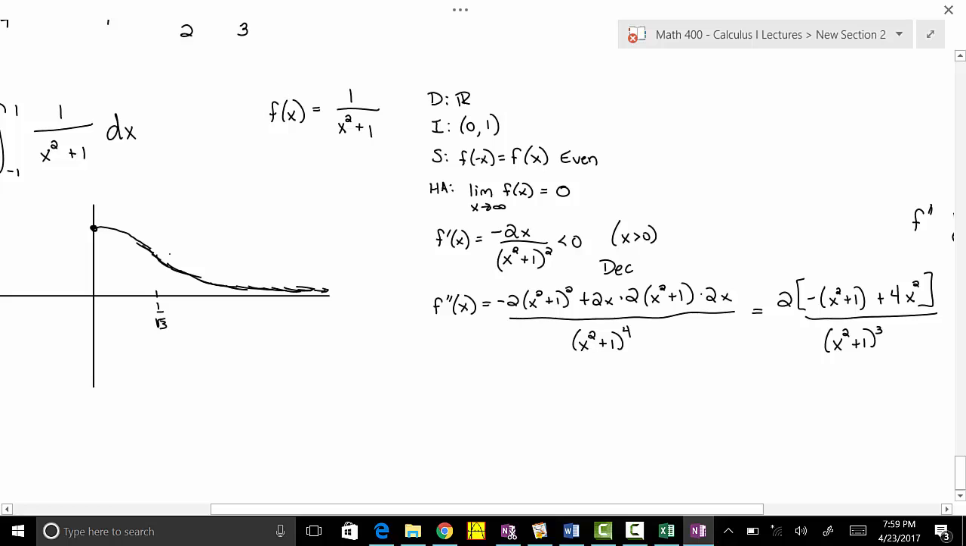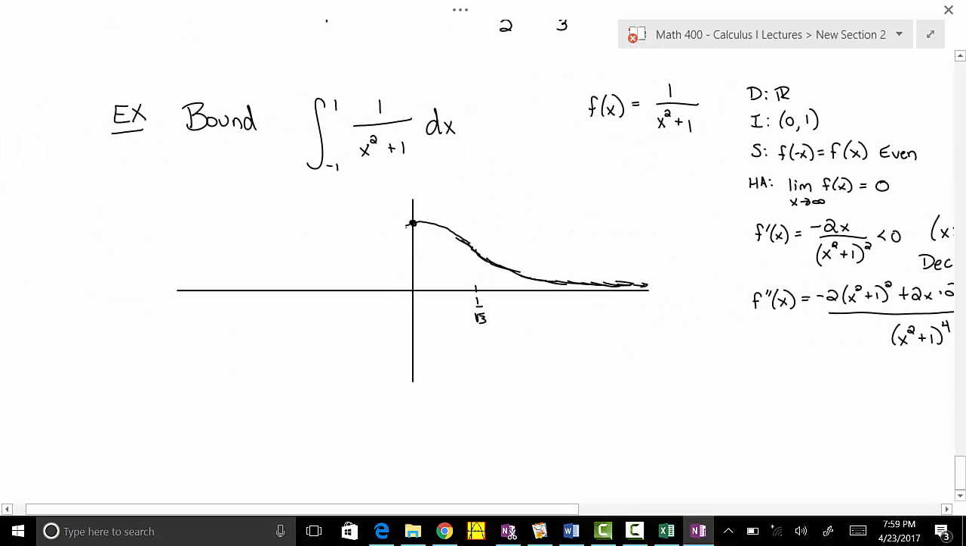So this is what the curve looks like, and then it's symmetric about the y-axis, so I know it looks like that, kind of like the bell curve in a way. Okay. And I happen to know the minimum value it's going to have is 0. The maximum value it's going to have is whatever this is, which is 1.